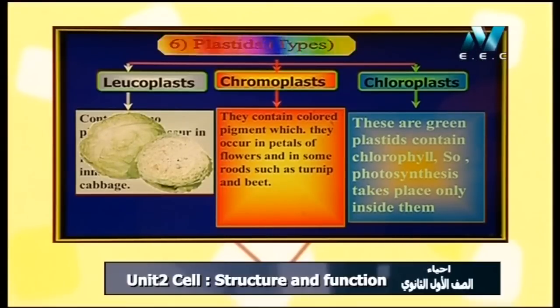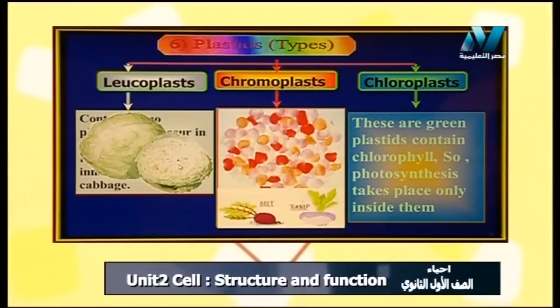The outer leaves of the cabbage contain chloroplast, but the inner leaves contain leucoplast, which does not contain chlorophyll. But the leucoplast may change into chloroplast during exposure to light. The chromoplast is found in the petals of the flowers and some roots like carrots and beets.